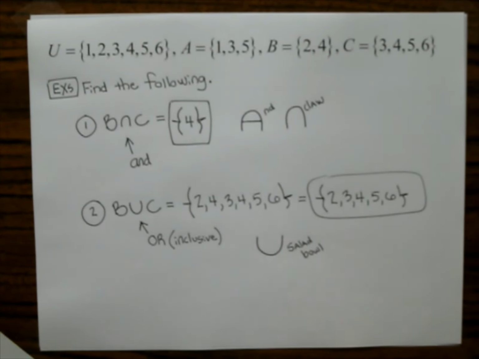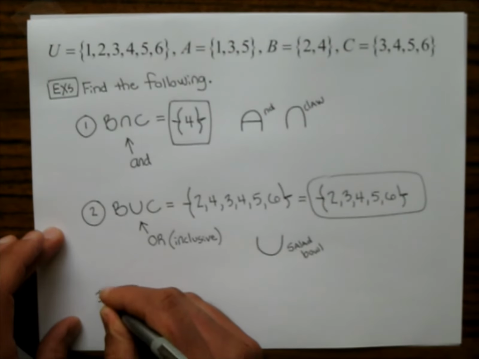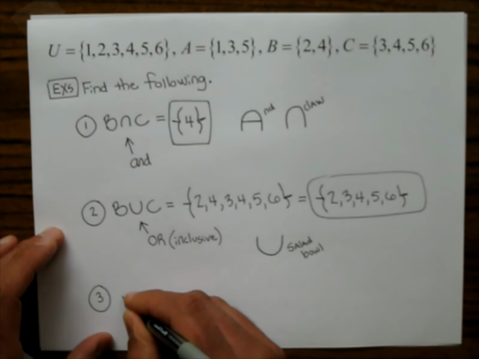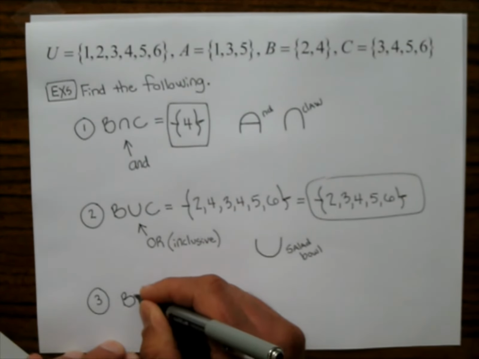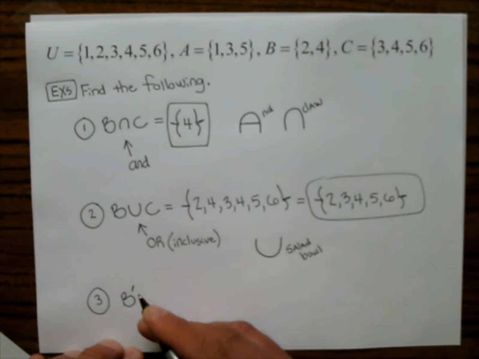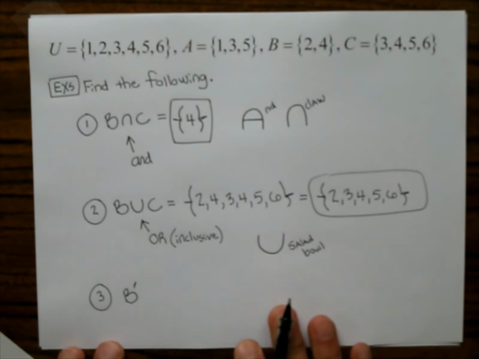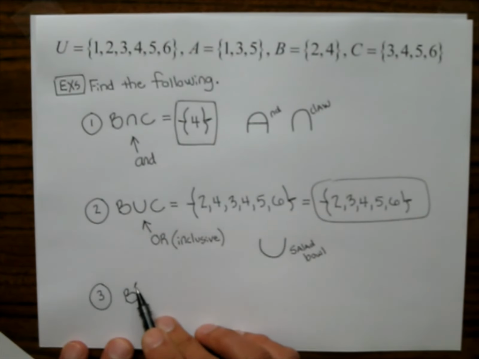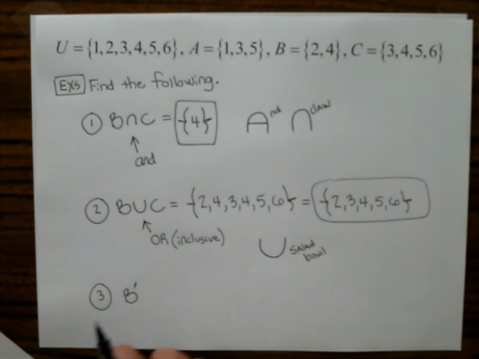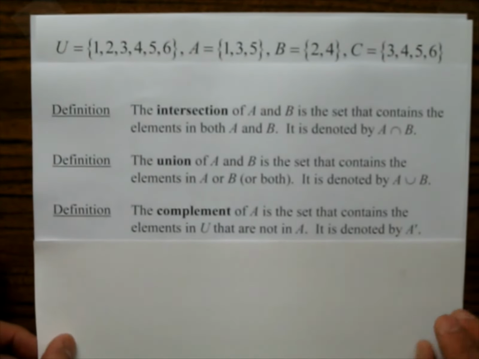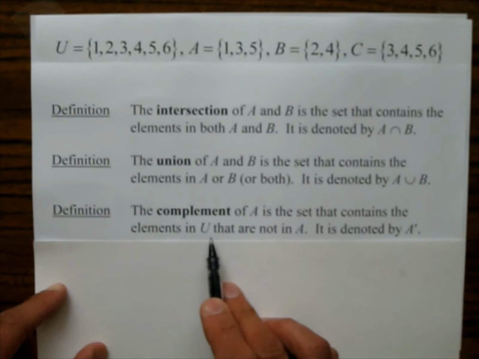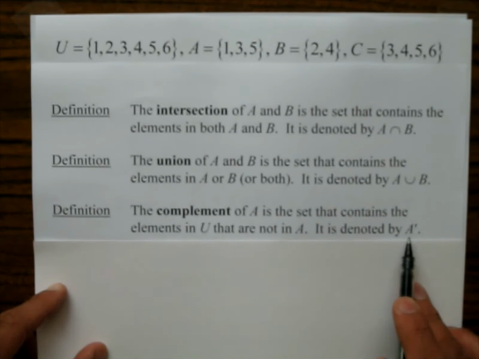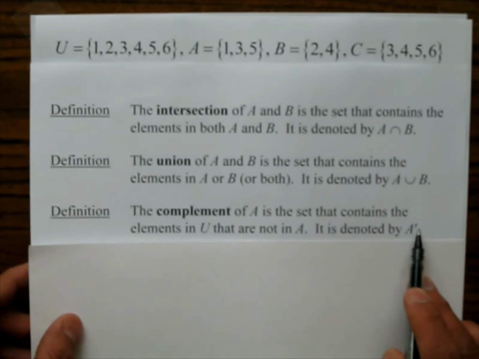And now we're going to go ahead and do another new symbol. This symbol is only used with one set initially, and things will get more complicated. It's a little mark right there. If you've ever taken calculus, they call that the derivative mark or a prime, so B prime. But this is something called the complement. Our definition is this: the complement of a set A is the set that contains the elements in U that are not in A. It is denoted by A, and then I'll just call that complement.